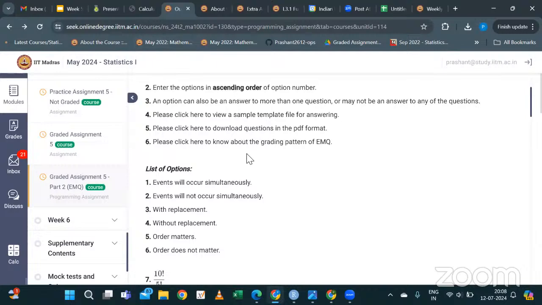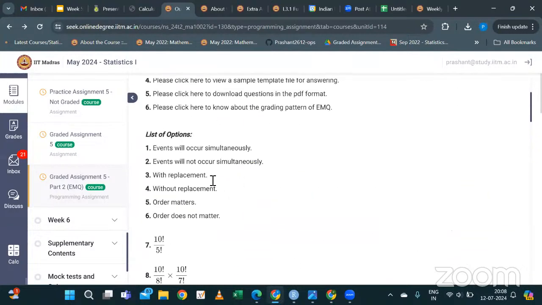There will be some weightage for the EMQ assignment. You can see these statements. Through this, if you are able to identify what the correct steps are, which events will occur simultaneously, where events means, suppose, you are selecting balls, you are selecting people, that is the meaning of event here, then you can easily identify whether to use permutation or combination.